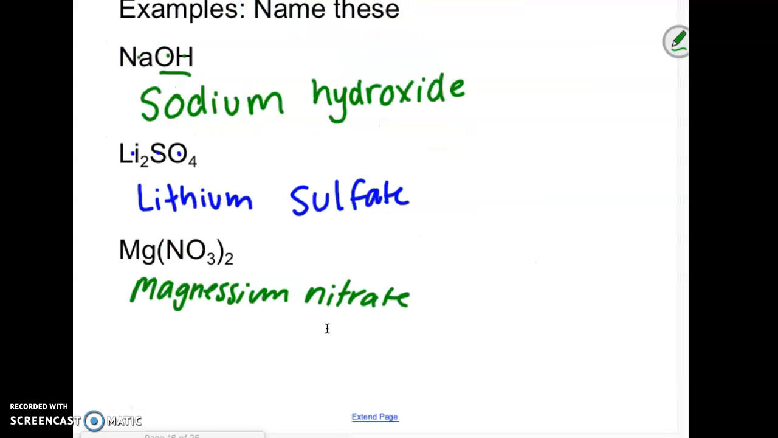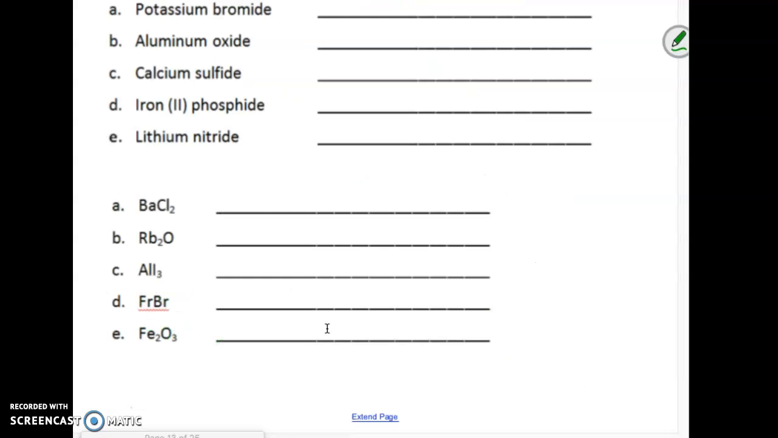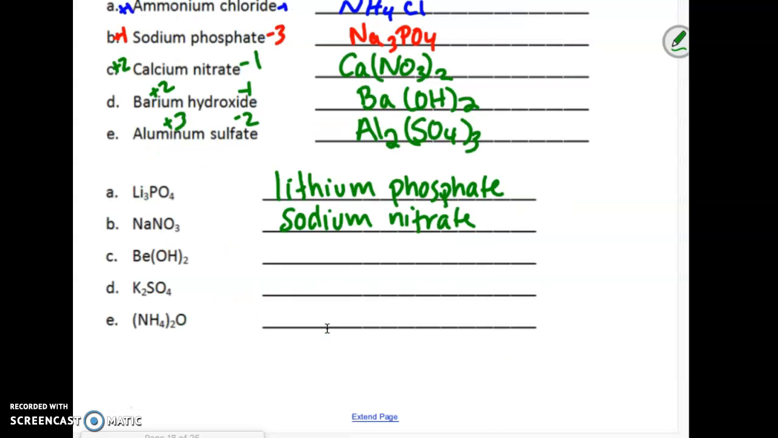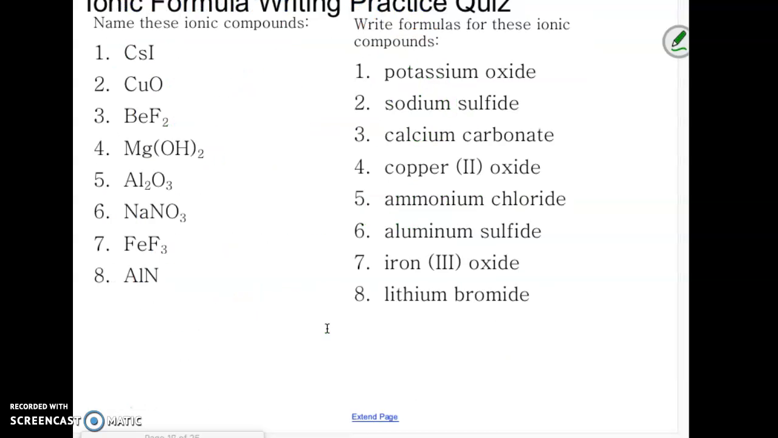I skipped around on the ones before. Oh, oops, sorry. I'm going the wrong direction. My bad. What I'm going to post now is an ionic formula writing practice quiz. I will post that onto the Google Classroom as well, along with the key, so that you can practice, okay? And then you would take the quiz. Make sure that you do the practice quiz beforehand, and then do the regular quiz. I will also post an actual assignment for you to do for points.